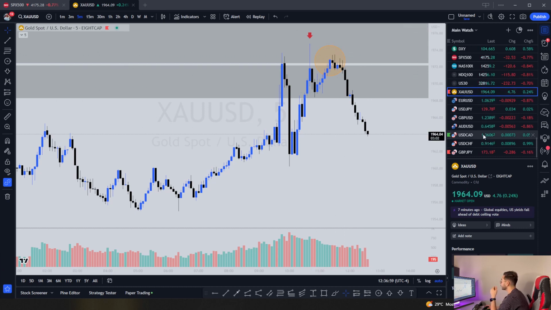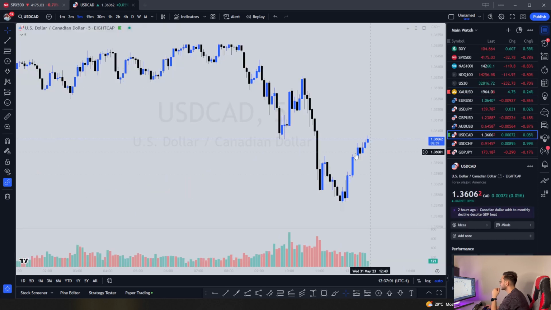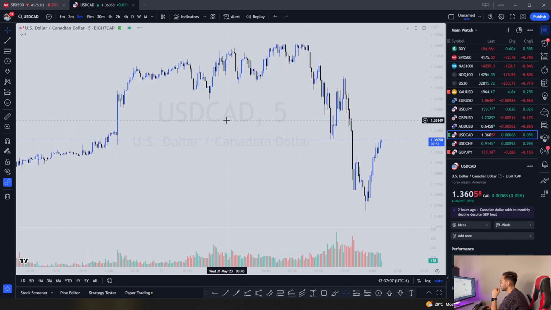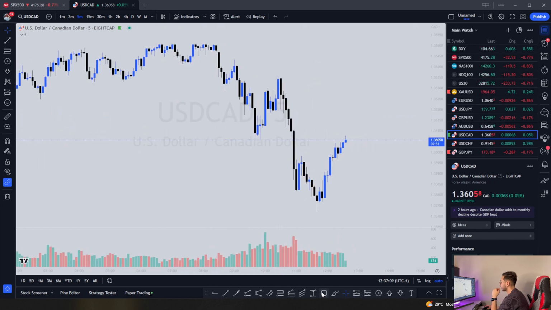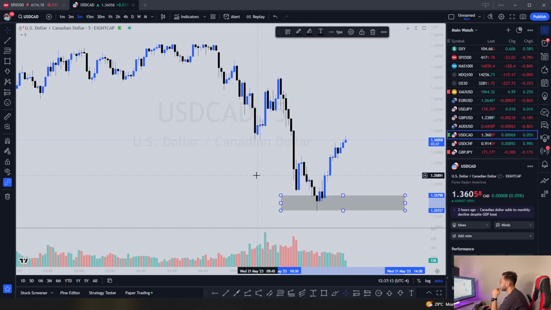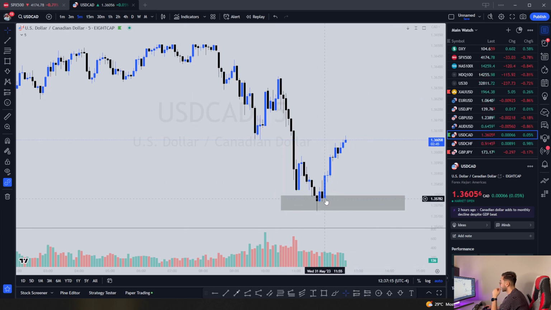Then the next trade we took was on USD Canadian. So US dollar, Canadian dollar, that's when we took our trade. The way we took this trade was, again, we had a demand zone on the 5 minute formed. So I basically waited for this demand zone to be formed, and it was retested. So that's when I took my entry, and look how far it moved up.